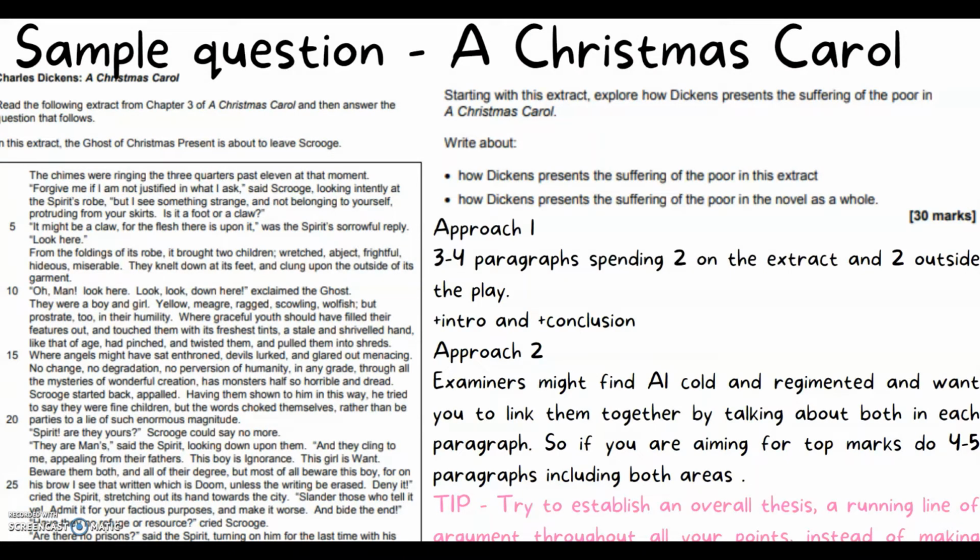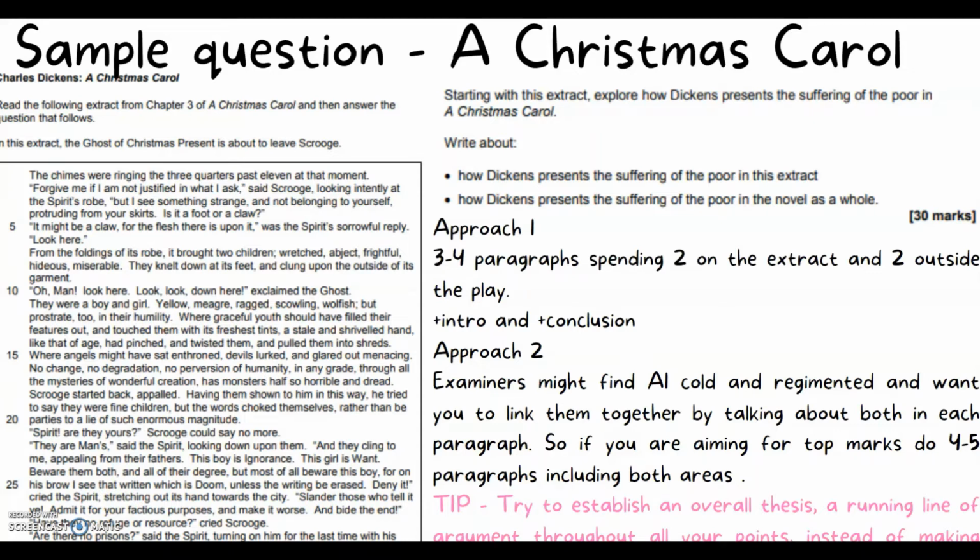So here is a sample question from A Christmas Carol. I think this is 2020. And as I said, it goes over the same structure. There's an extract, then it's starting with the extract, explore how Dickens presents the theme of suffering of the poor, and write about it in the extract and in the novel as a whole.